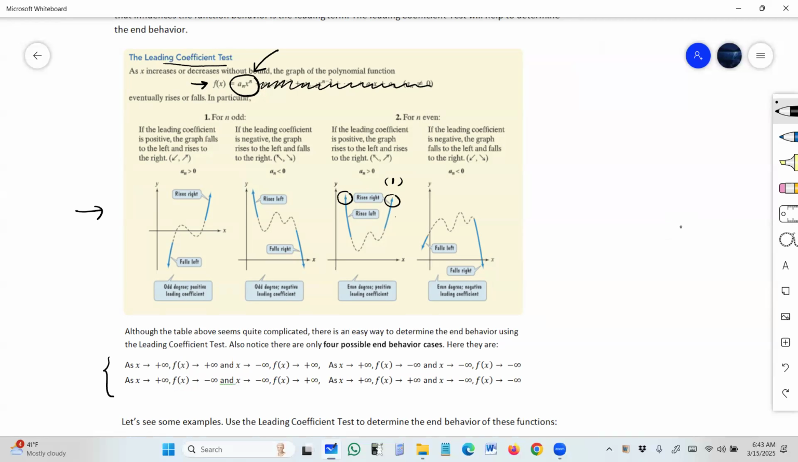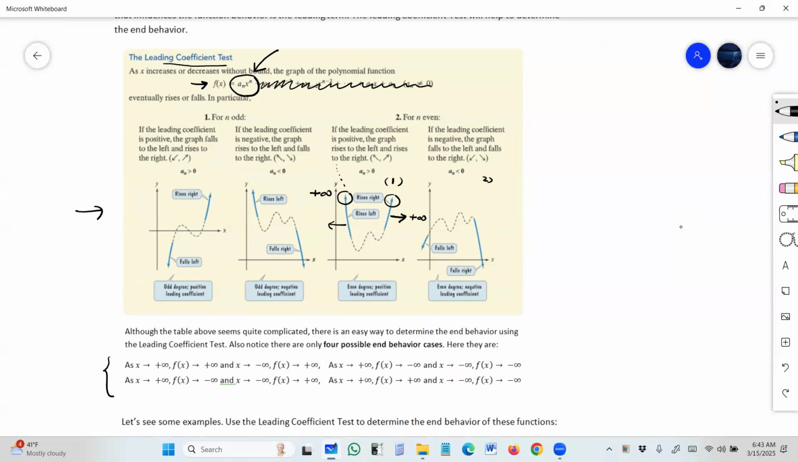So in this case, as I am going to the right side, the polynomial keeps going up and up and up. So this goes to positive infinity. As the polynomial goes to the left, to negative infinity, its left side keeps going up. So it's also going to positive infinity.